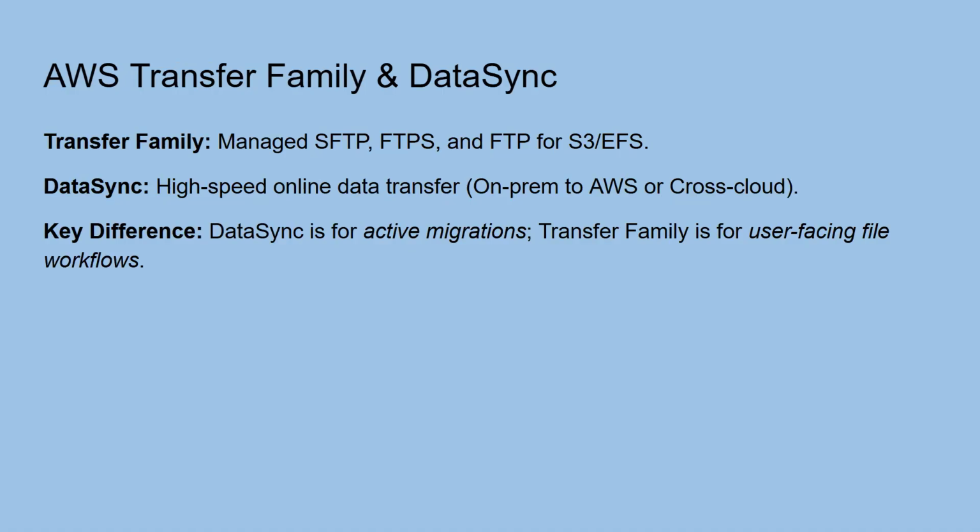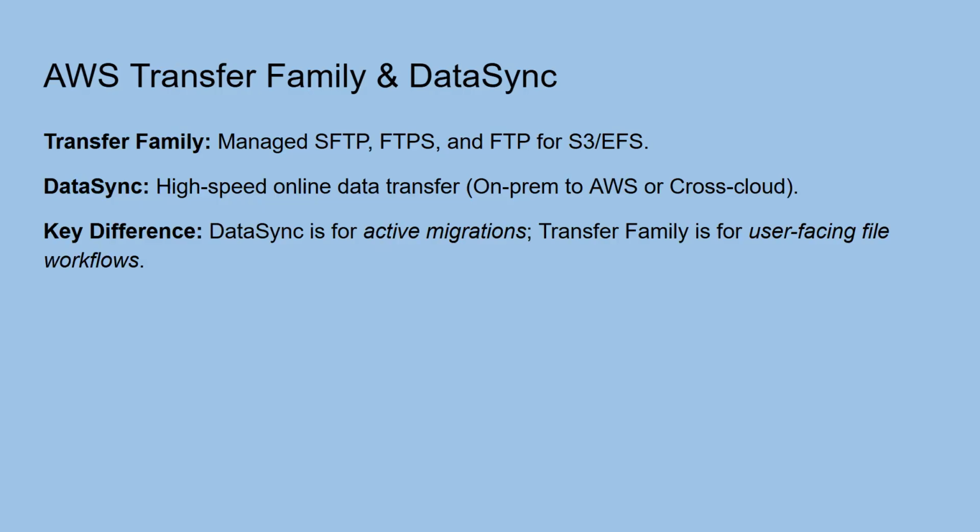All right, the AWS Transfer Family and DataSync. These services both move data, but they are used for different reasons. The Transfer Family is managed SFTP, FTPS, and FTP for S3 or your EFS file system. DataSync is high-speed online data transfer from on-prem to AWS or across clouds. The key difference: DataSync is for active migrations, and Transfer Family is for user-facing file workflows.